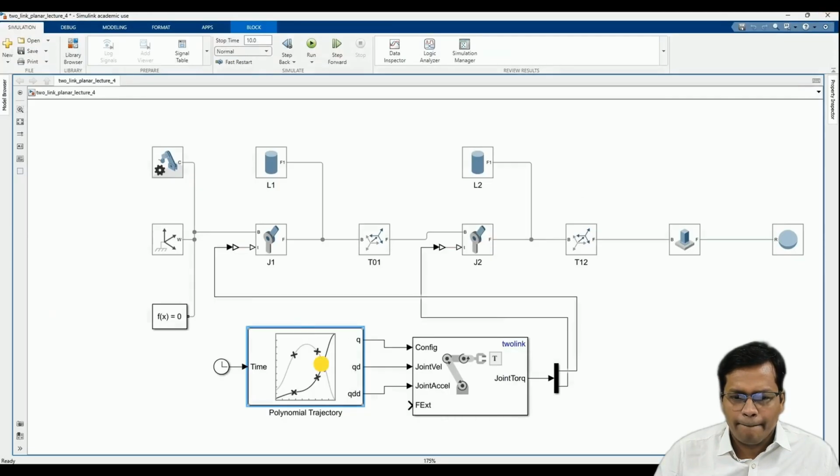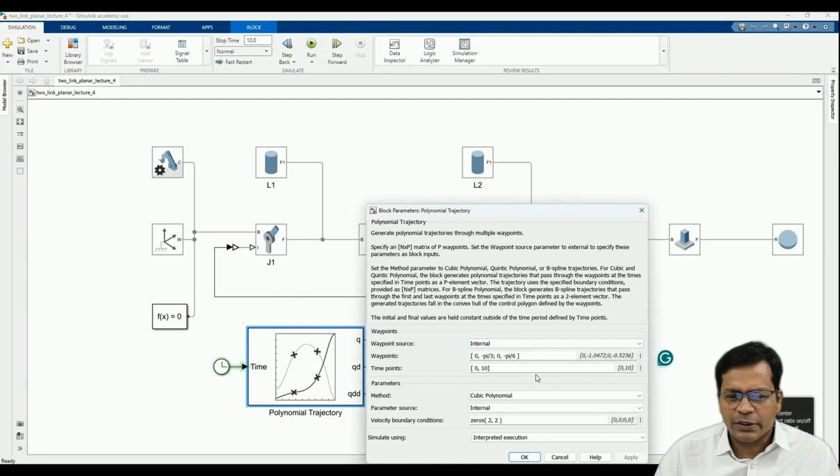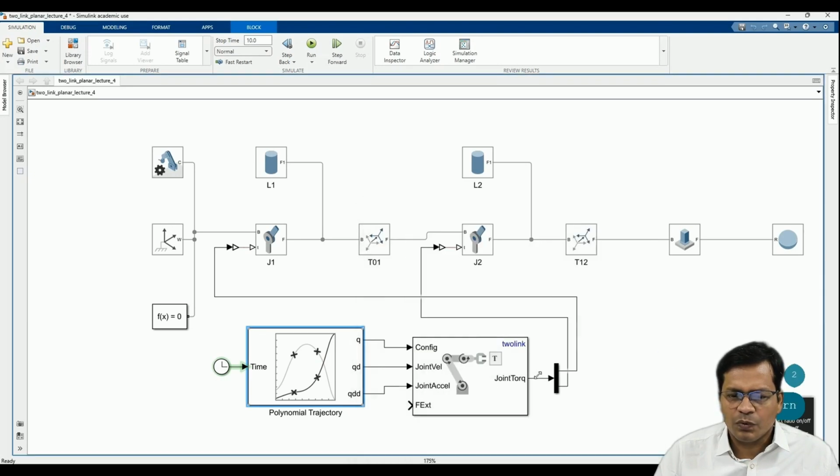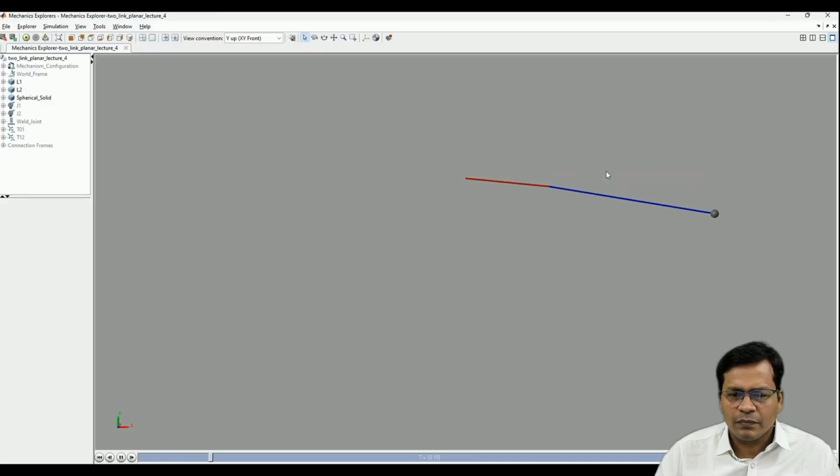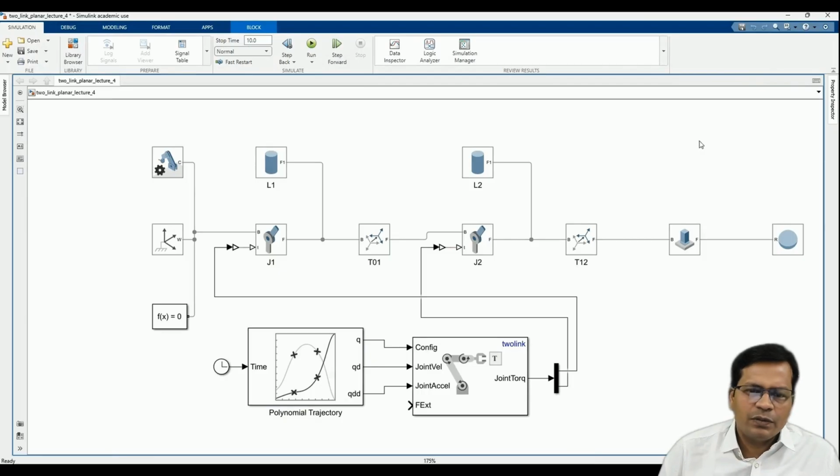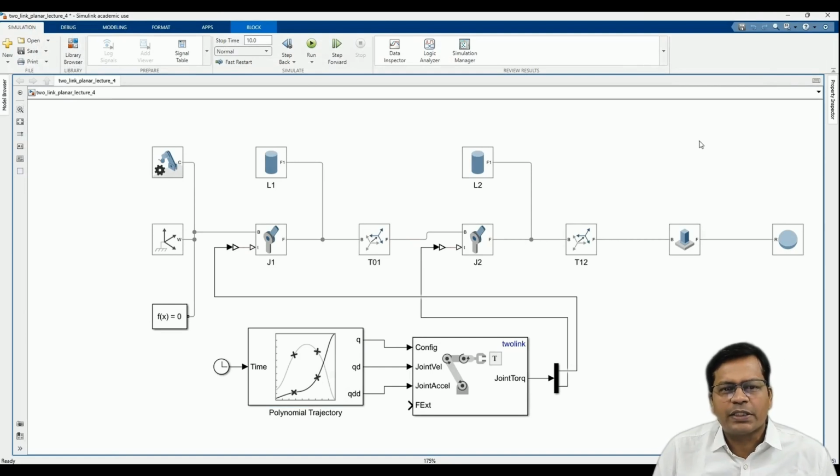You can keep on changing for multiple values, 3 pi by 4 and pi by 2. Again run it. Then pi by 4 and the second one pi by 2. The starting and ending time for both of them is 10 seconds. So you see we have done dynamic simulation as well using the two-link manipulator system.